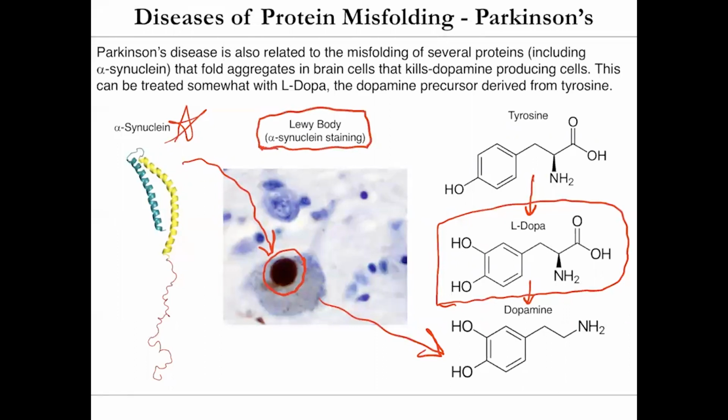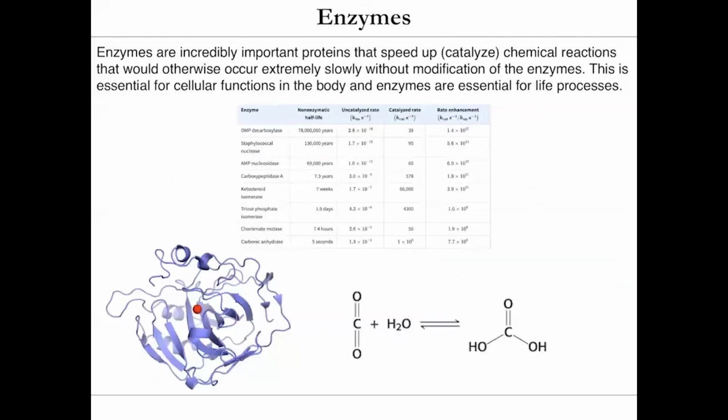And so the Lewy bodies are very bad. And so basically diseases of protein misfolding are very important. There's several other important ones, but those are the two main ones that you or a loved one might have encountered.